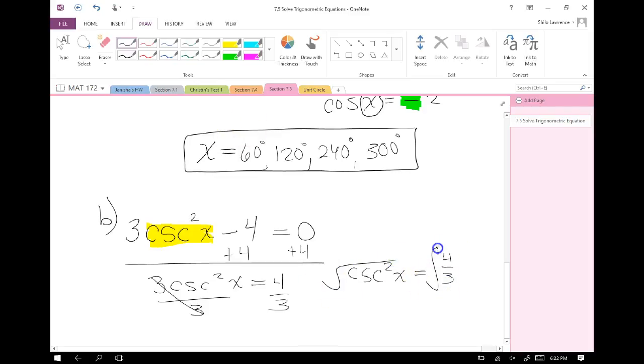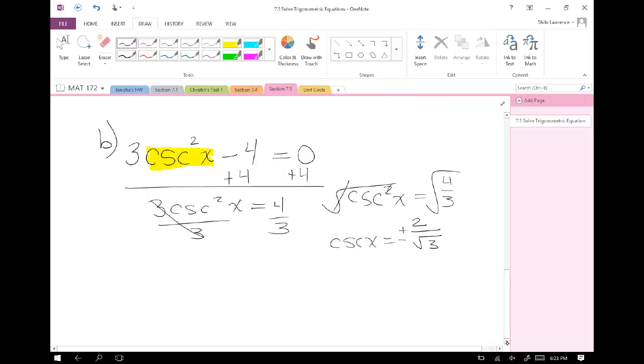We'll square root both sides to cancel the square. And I get cosecant x equals, well, I can do the square root of 4, that's 2, but I can't do the square root of 3, so I'll leave that alone. And you got to do your plus or minus.